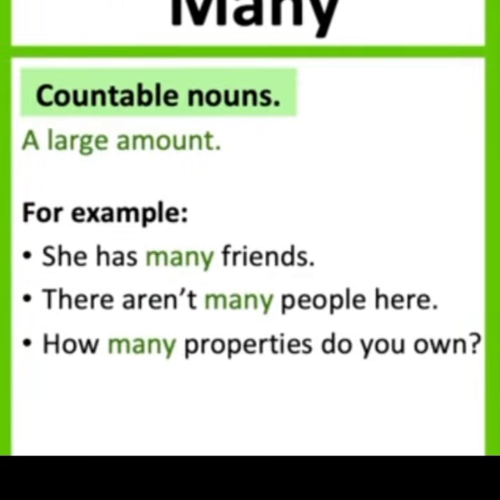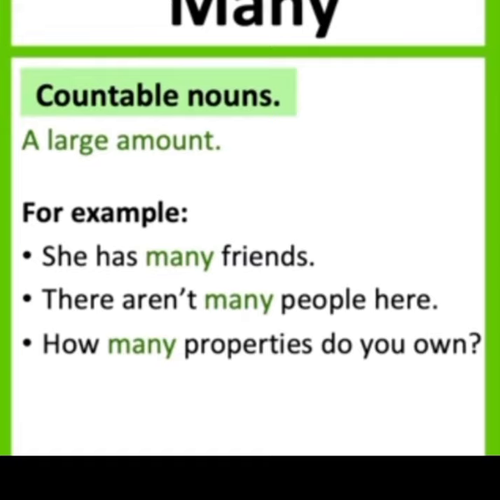Okay. Let us take another word here. That's many. It goes with countable nouns. It also denotes a large amount or large quantity of something. We have also used here 3 sentences. The first sentence is a positive sentence. The second sentence is a negative sentence. And the third one is an interrogative sentence. That is the sentence which asks questions.